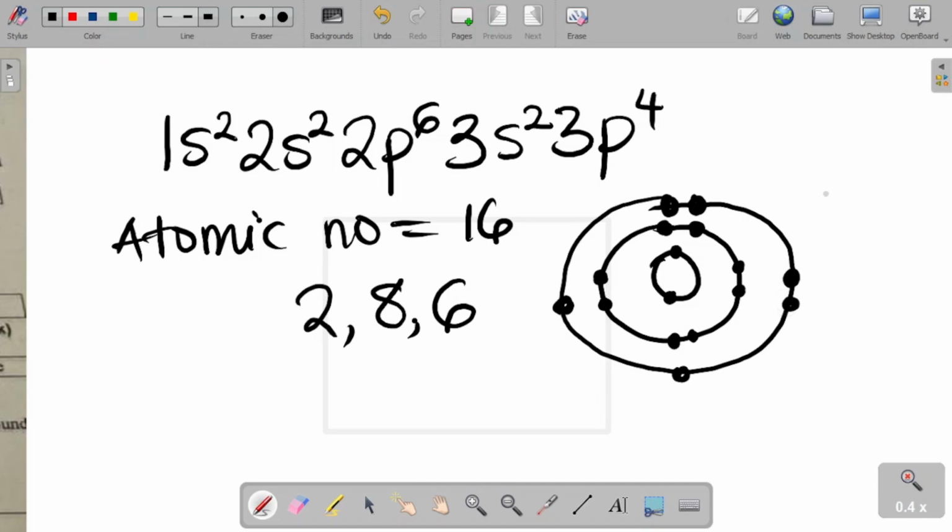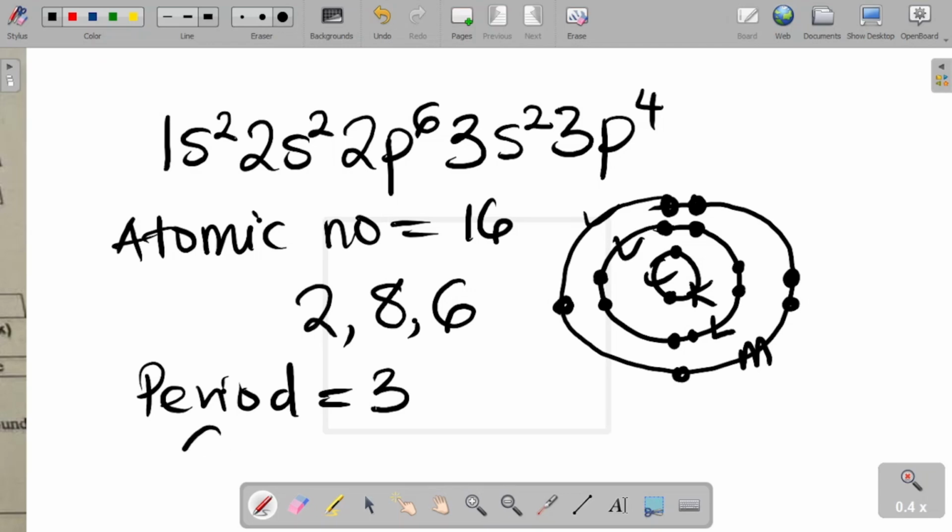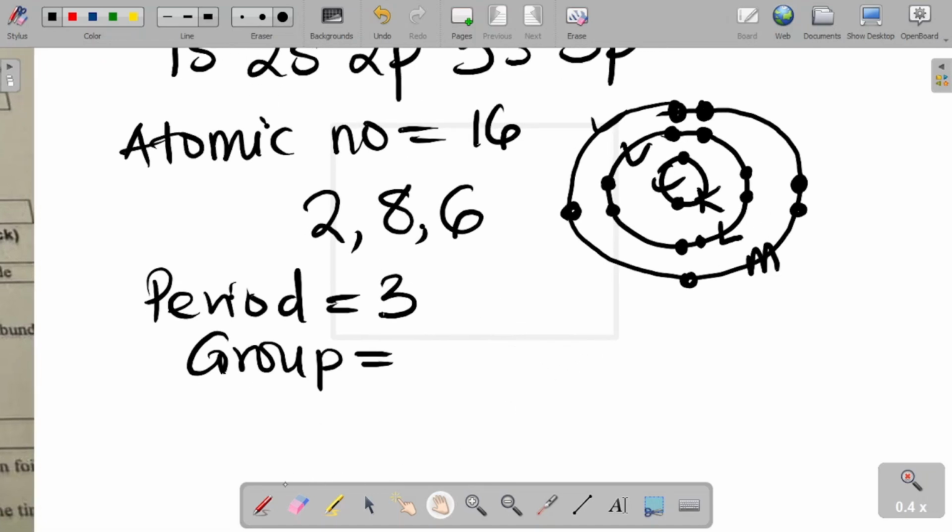Now the period will be equal to the number of shells. I have 1, 2, 3 shells. That's the K shell, the L shell, and the M shell. Period is 3. What about the group? The group will be equal to the valence electrons. That's electrons on the outermost shell, which in this case would be 1, 2, 3, 4, 5, and then 6.